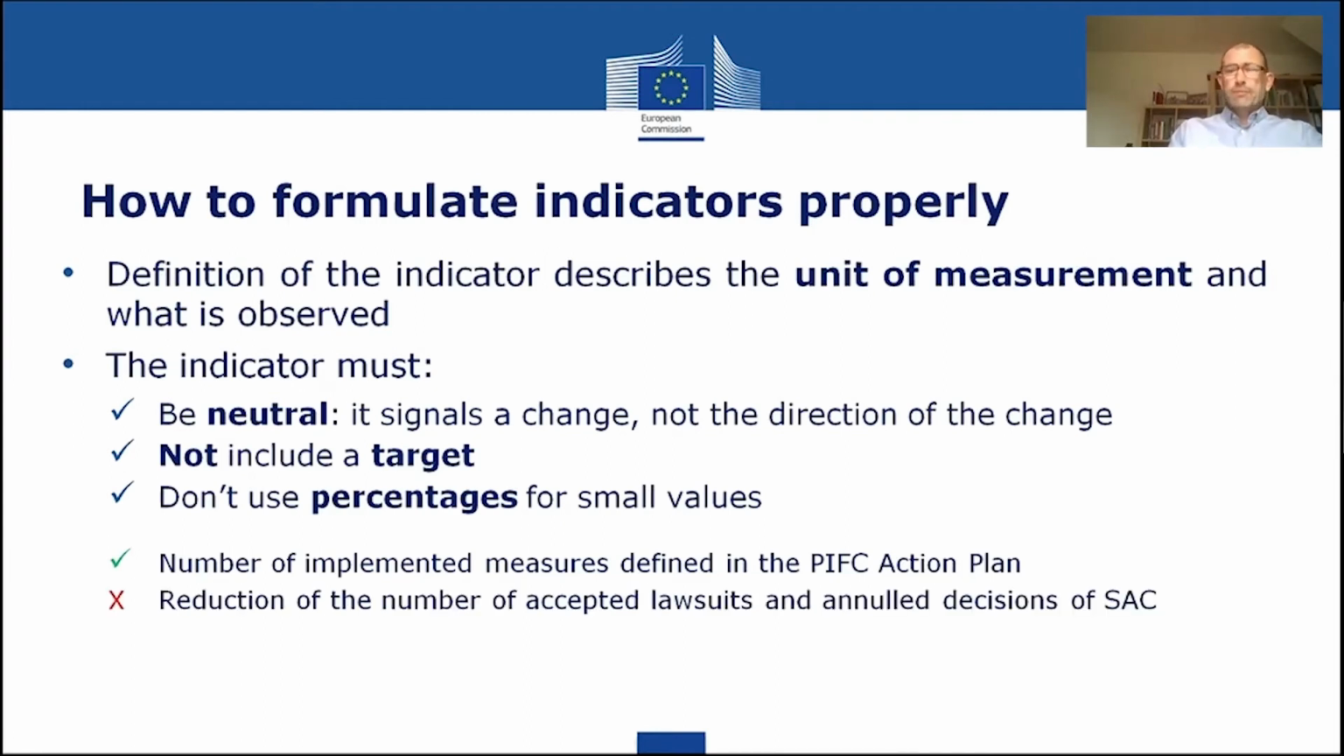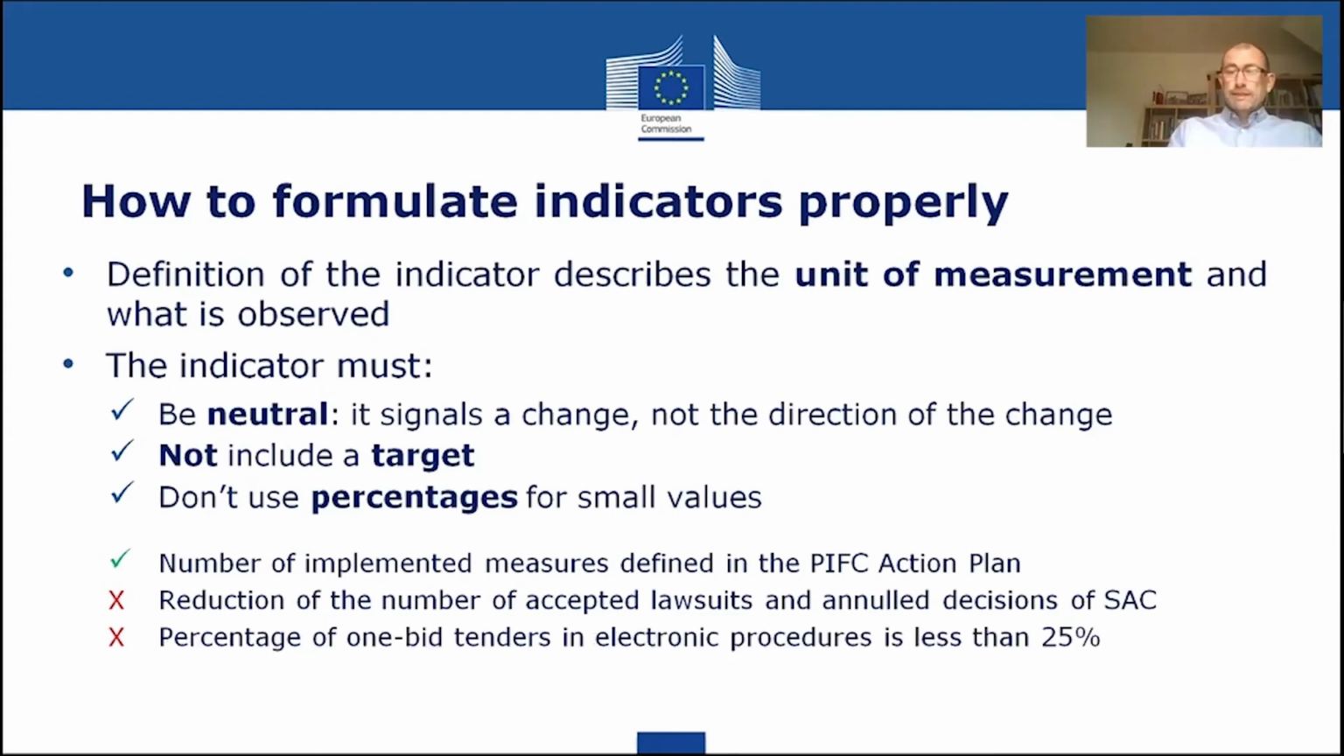So, for example, if there's a bad one: reduction of the number of accepted lawsuits and annulled decisions of the State Audit Commission. There we say reduction in the number. So immediately we are infecting the definition with some kind of direction. Another: percentage of won bidded tenders in electronic procedures is less than 25%. There again, we have a target included in the definition, and we don't want that.